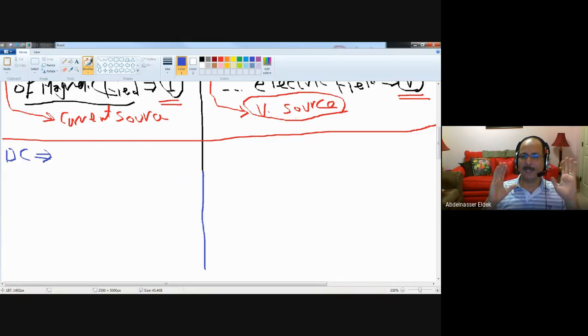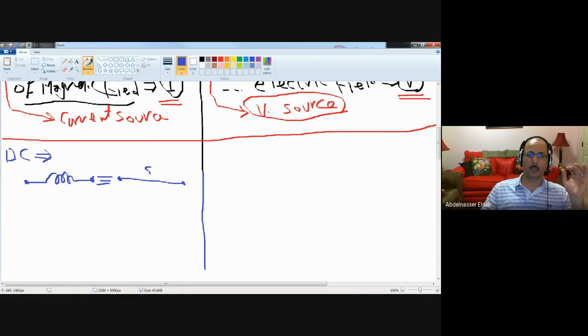So if you have only DC sources, the inductor acts as a short circuit. So it's very similar to a short circuit. If you have these two points here, and you want to solve a problem that has an inductor and has DC, you simply replace it by a short circuit.